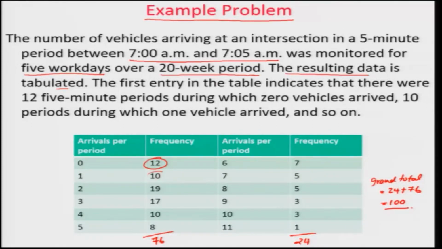The 10 that you see here means 1 vehicle arrived at the intersection. 19 times you saw 2 vehicles arriving in the intersection. This means 3 times you saw 9 vehicles arriving in the intersection, and so on.